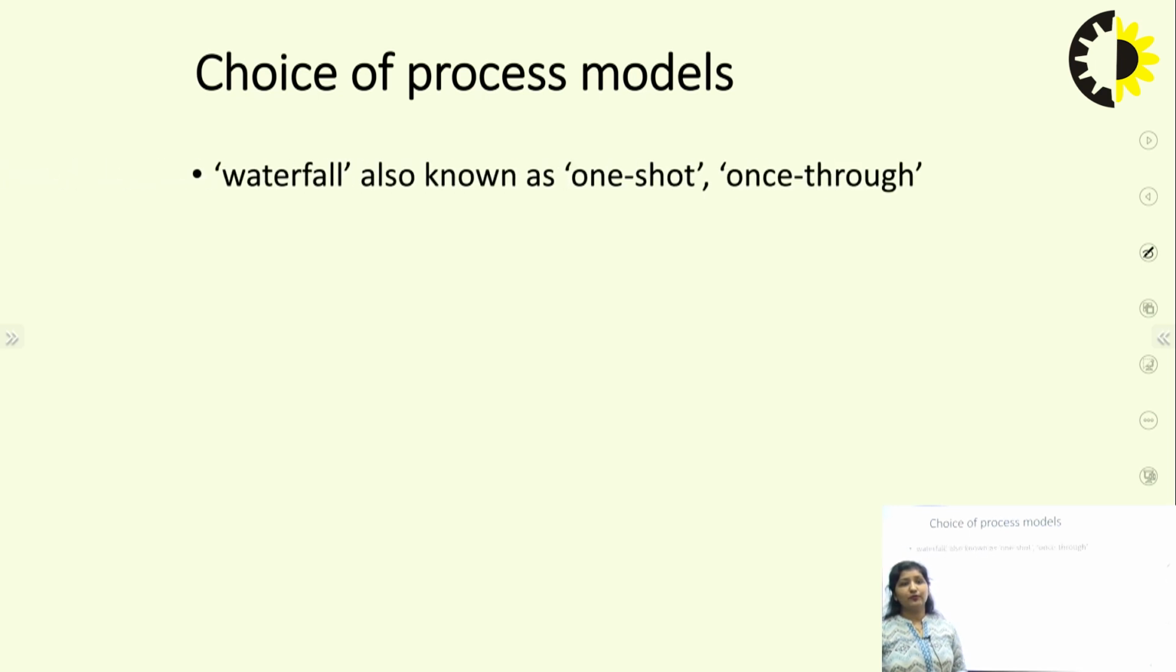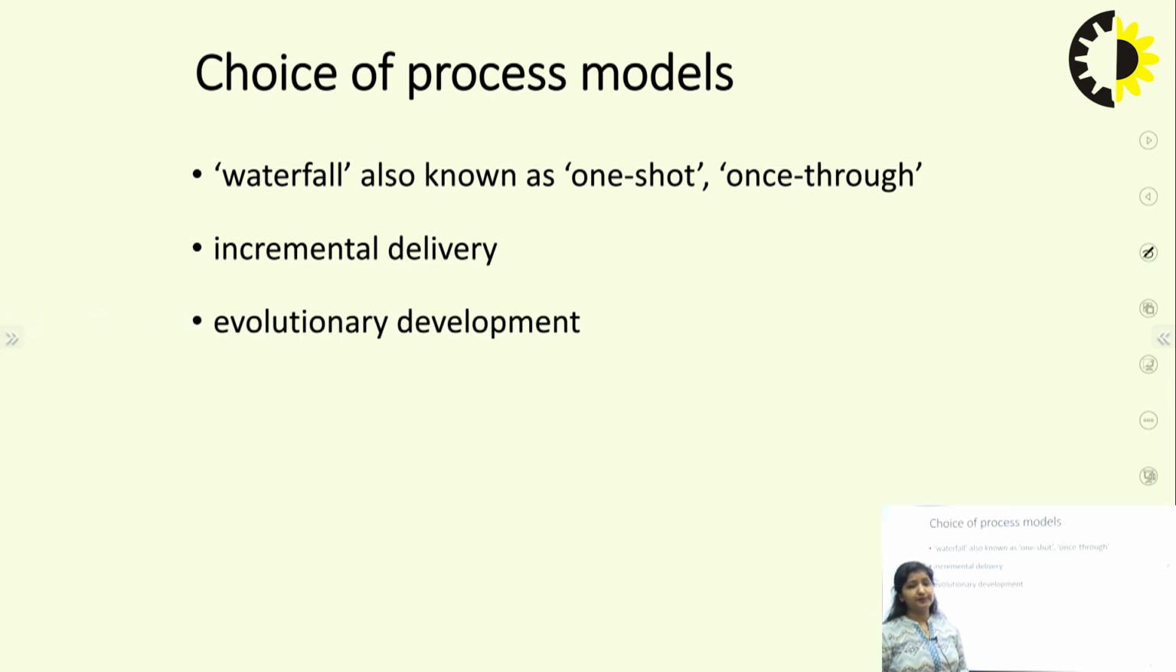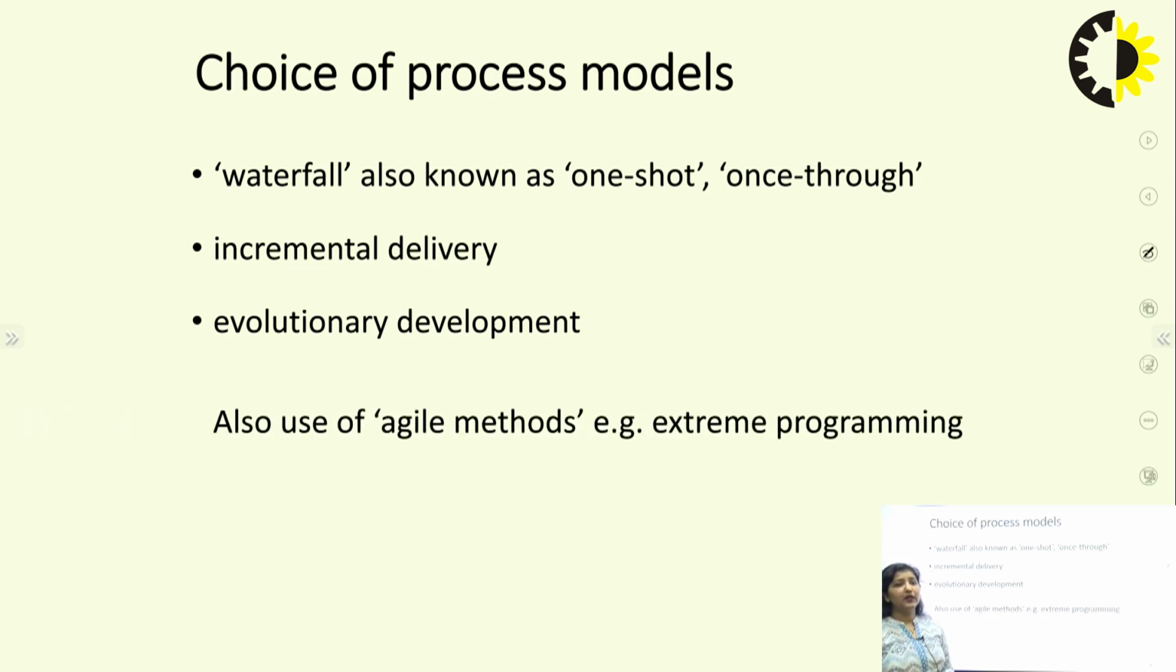Now what is the choice of the process model? There are various models available, like the waterfall model, evolutionary model, similarly the prototype, spiral, and various other models. So which model can we use? First one is the waterfall. Waterfall is also known as the one shot, once through. Like a waterfall, we start from the start till the end. We do not have any choice, we just have to give the flow like a waterfall. Second one is the incremental delivery, evolutionary development. We also use agile methods like extreme programming. So we are going to discuss all these models one by one.